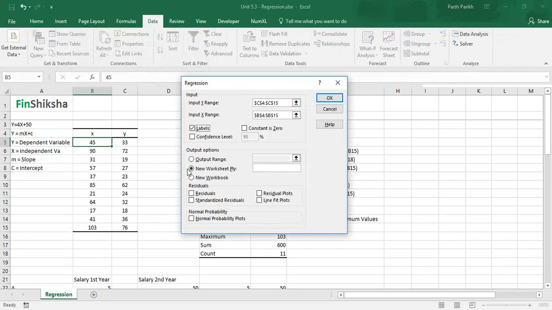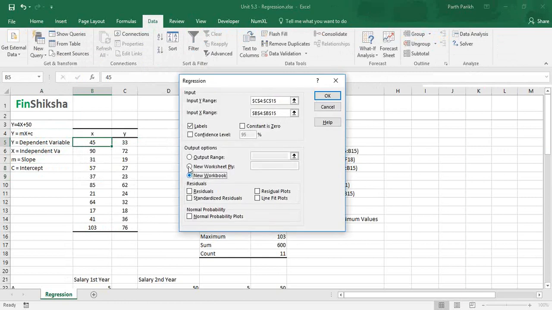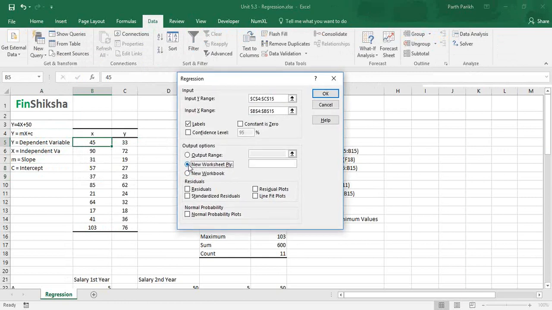Okay. And I have three output options: an output range, a new worksheet, or a new workbook. So I will simply click new worksheet. The location is not given, so we can give a location or it will automatically create one. Residual plots, we will explain in a moment. So we'll click on all the residual plots and normal probability plots, which we don't require at this point in time, but we will select them, and we will click on OK.